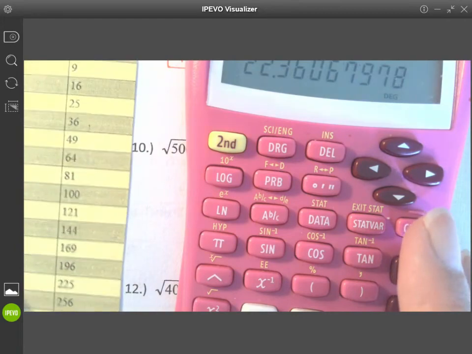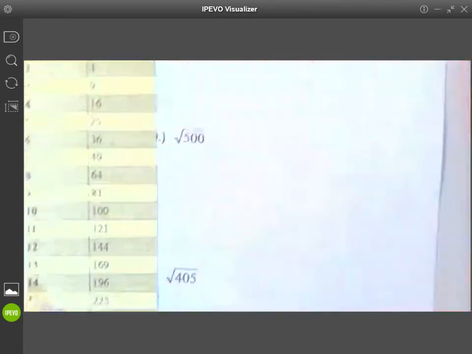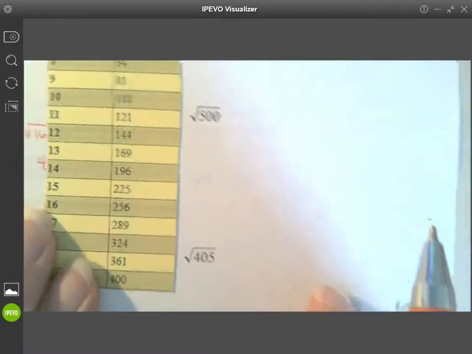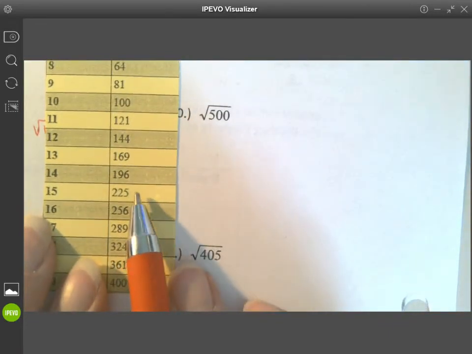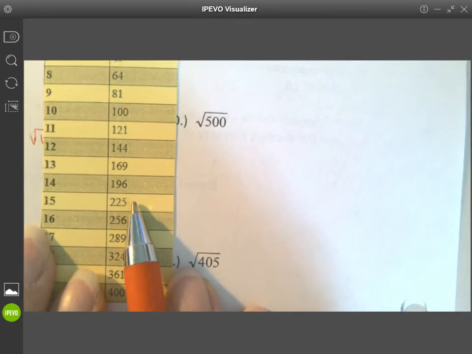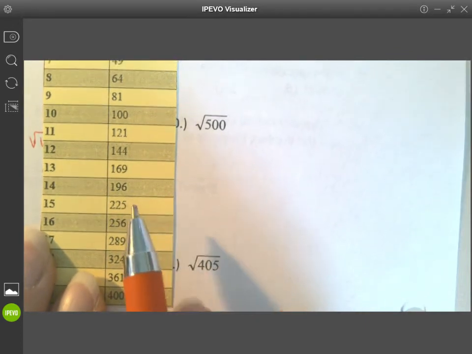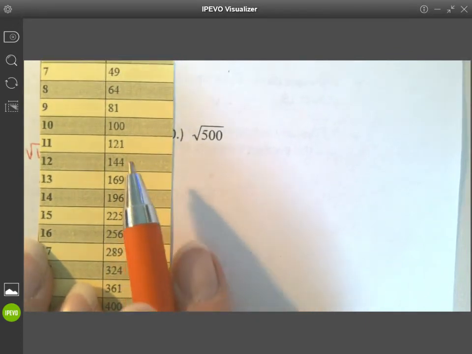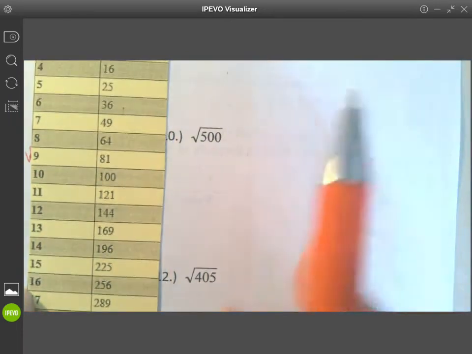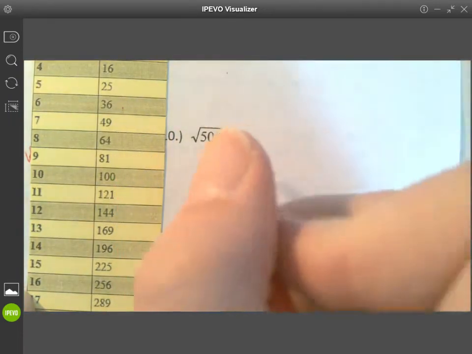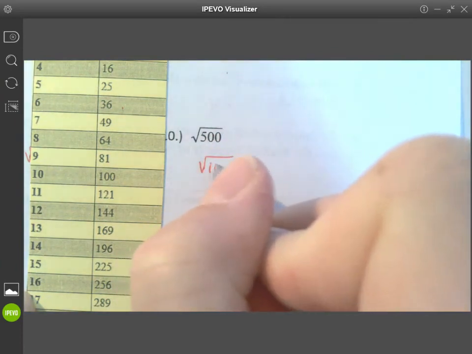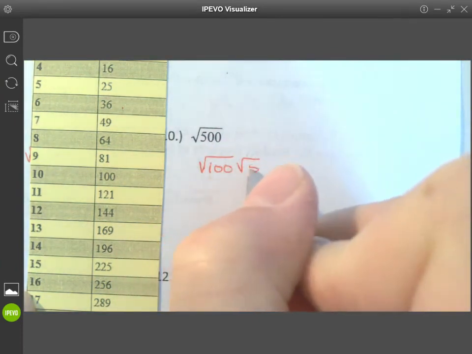We can agree? All right, well, half of 500 is 250. So 289 is too big. 256 won't work. Does 225 work? No. All right. 196, no, no, no. 25 works, but so does what? Ah, so square root of 100 times the square root of 5.